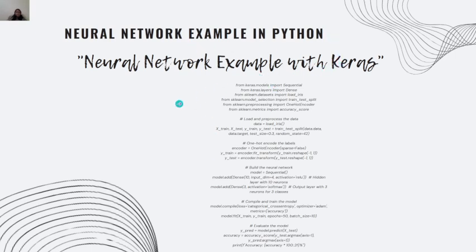Next, we have an example of a neural network. Here's an example of creating a simple neural network using Keras, a popular deep learning library in Python. We will use it to learn and classify the iris data.